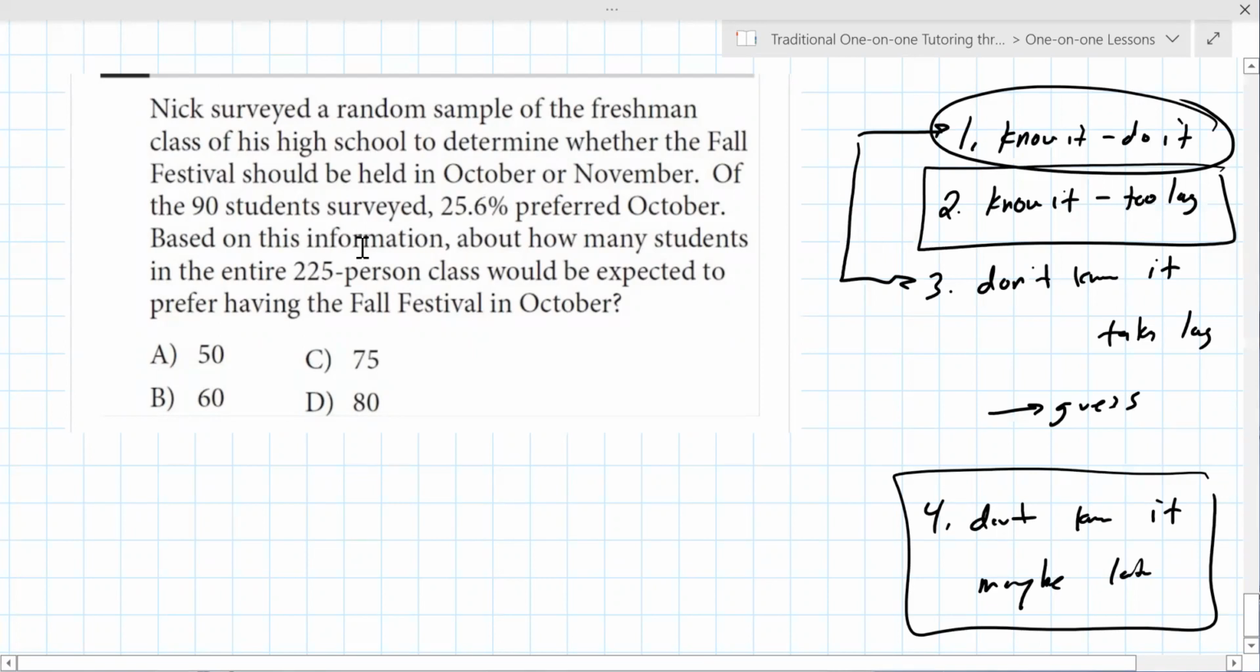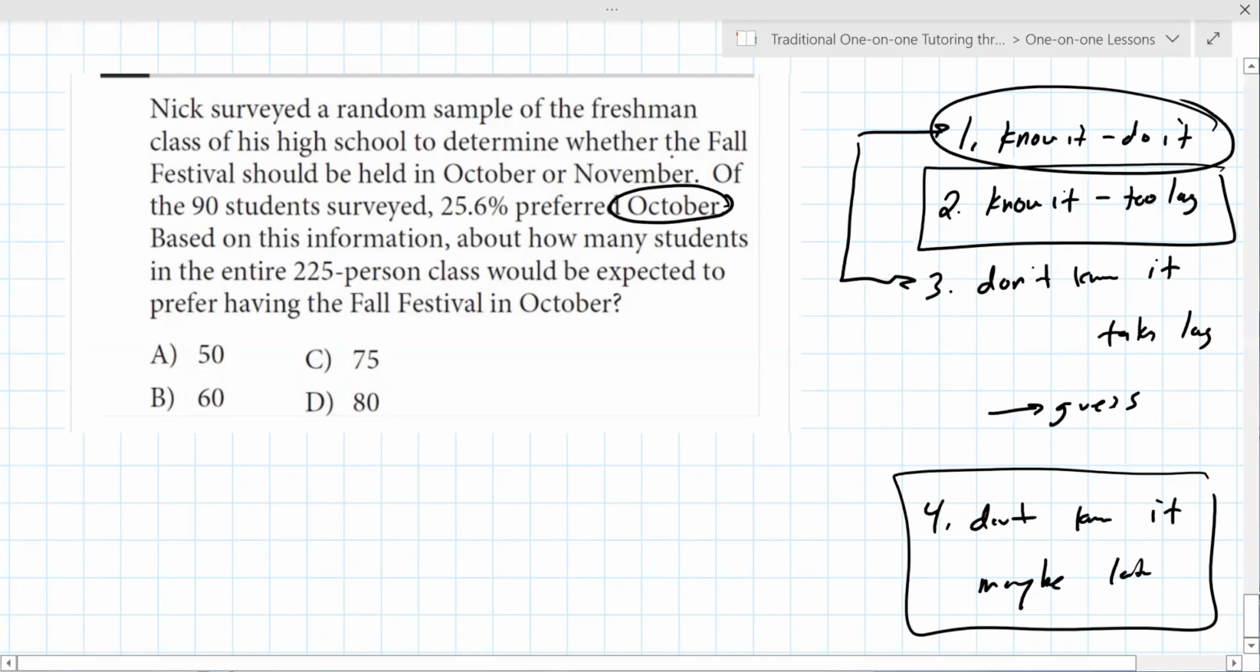All right, let's look at this problem whenever you're ready. If you need a short break, a minute or two, we can do that, or we'll just keep going here. Fine. All right, Nick surveyed a random sample of the freshman class of his high school to determine whether the fall festival should be held in October or November. Of the 90 students surveyed, 25.6% preferred October. So we assume that the others preferred November, since there were only 2 options.